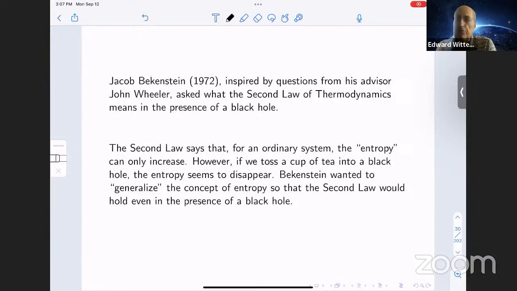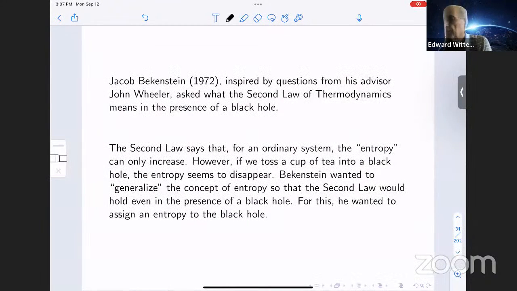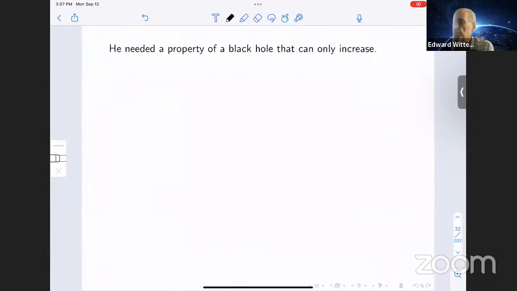So energy conservation was retained as physics advanced, but the concept of energy had to be generalized and new kinds of energy were defined. Bekenstein's idea was that similarly, the notion of entropy had to be generalized so that it would remain valid even in the presence of a black hole. So he wanted to assign an entropy to the black hole in such a way that entropy always increases according to the second law. Your first thought is to find a property of a black hole that can only increase. You might think that the mass of a black hole can only increase, but that's actually not true.